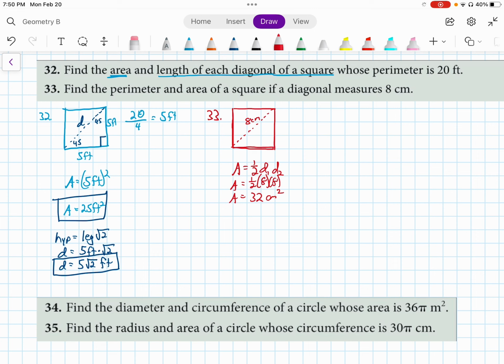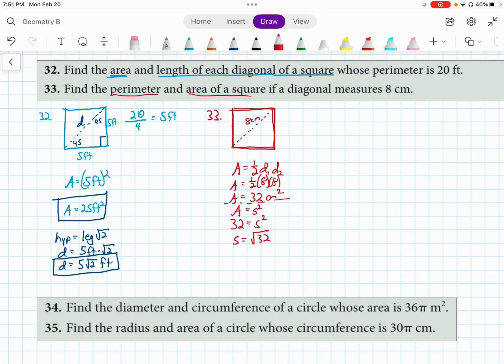for the perimeter we need the length of the side, because we're supposed to find perimeter and area. So we found the area. Let's find a side length. Well, the area of a square is side squared. So 32 is s squared. Take the square root of both sides, and we get the square root of 32.